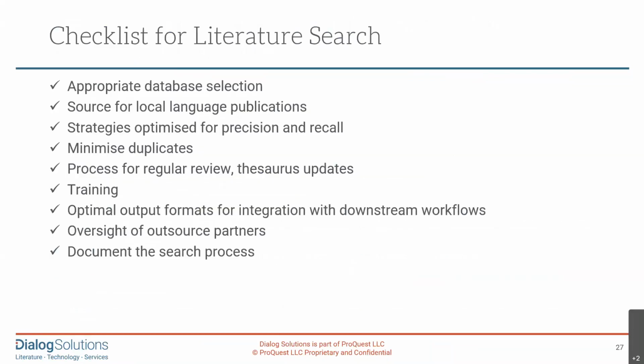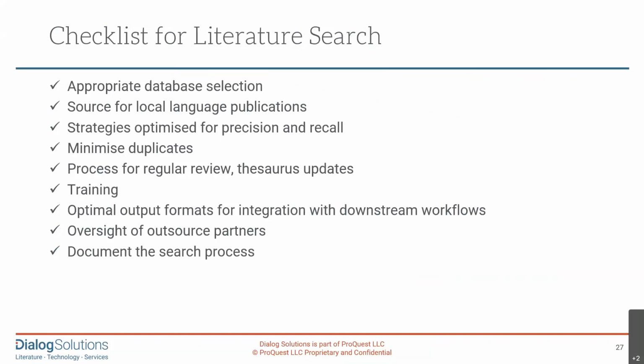Just to finish the literature section, I've compressed this all to a checklist. So really this just sums up what we've been talking about so far. Appropriate database selection. Do you have a source for local language publications? Are the searches well considered? You know, are they tried and tested to make sure they're optimal? Are you really minimizing duplicates? And do you have a process for regular review?